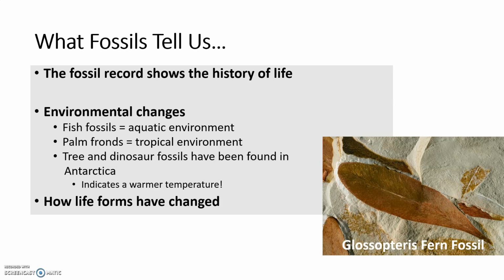And then, of course, we also know that tree and animal dinosaur fossils have been found in Antarctica, which tells us that at one point Antarctica had a warm climate, that it was warm. It also shows how life forms have changed over time.